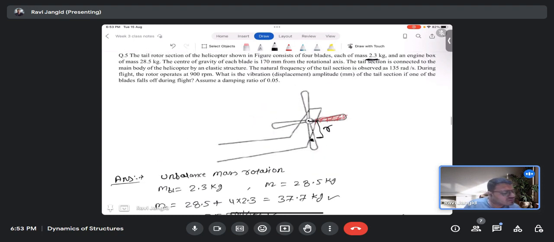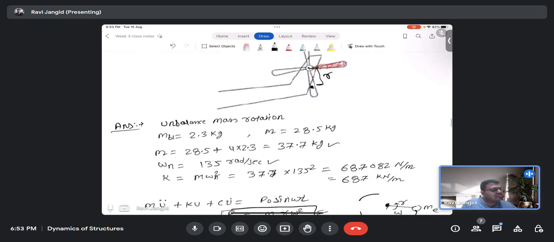In the diagram we have given, the center of gravity of each blade is at 170 mm. So r is the distance from which the unbalanced mass me is rotating about this point. Okay, so that is r. It is already defined, 170 is already defined.